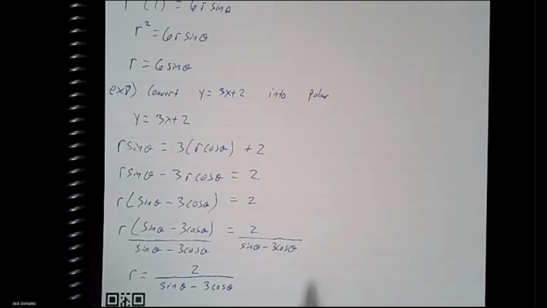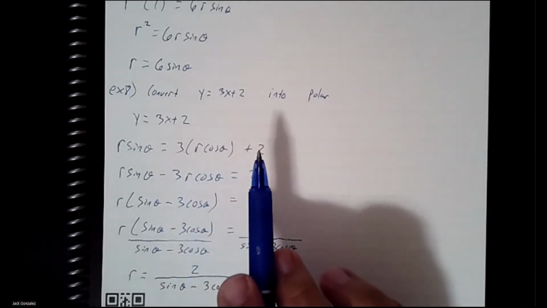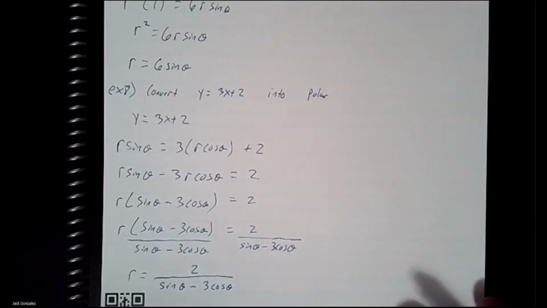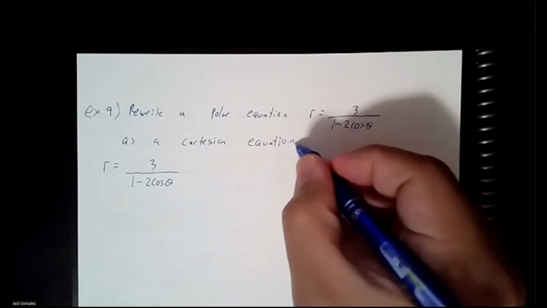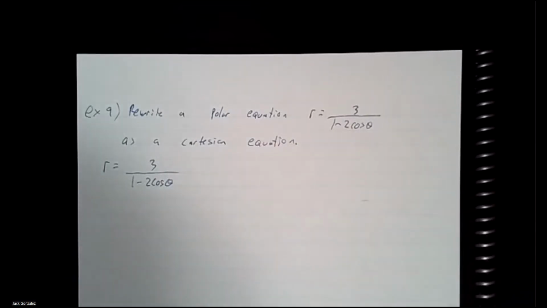Let's do one that's kind of like this, starting here and going backwards. Okay, so we write a polar equation r equal to 3 over 1 minus 2 cosine as a Cartesian equation. So right now, it looks like garbage. Let's see here.